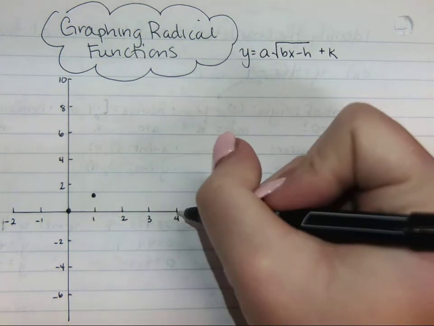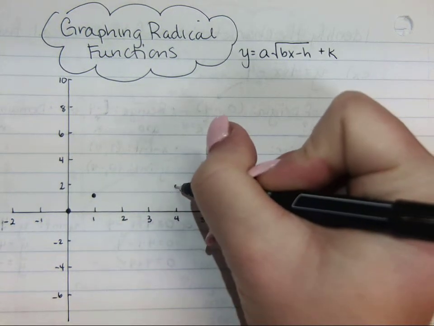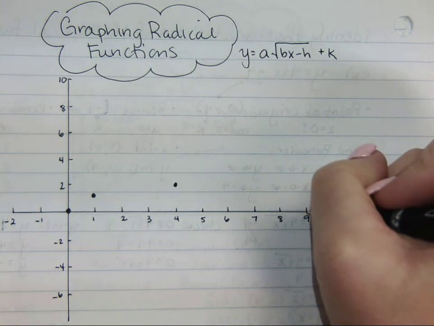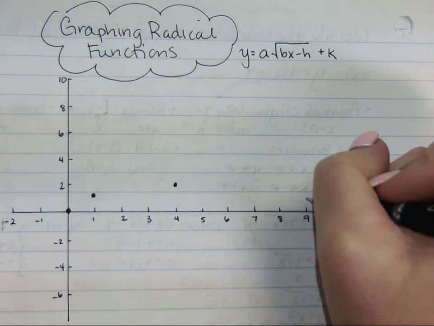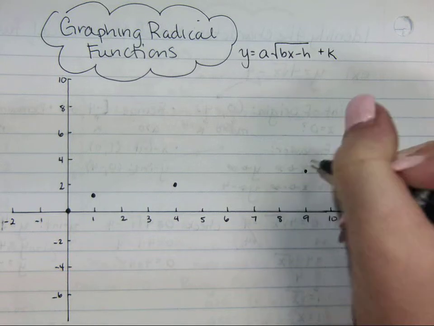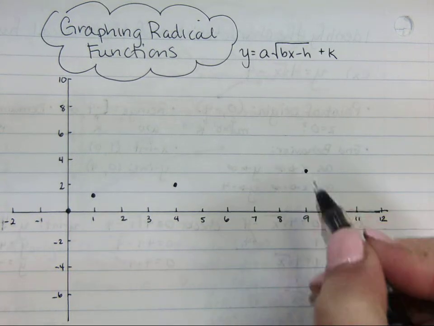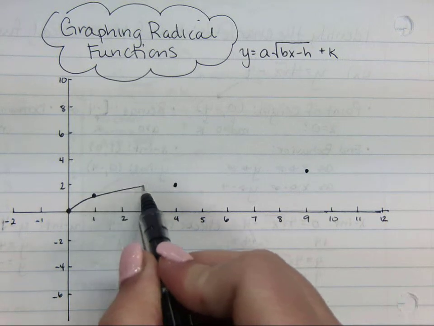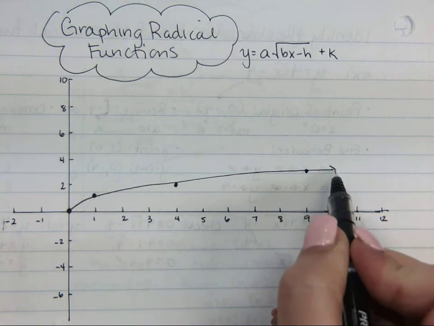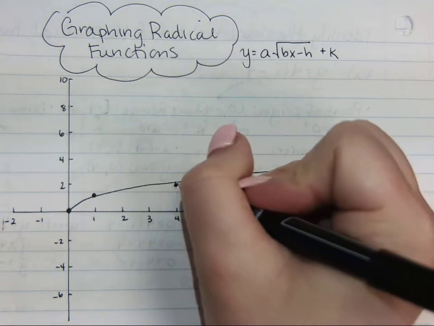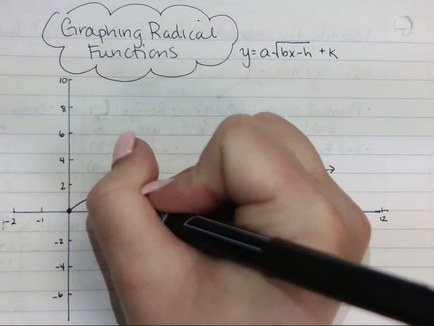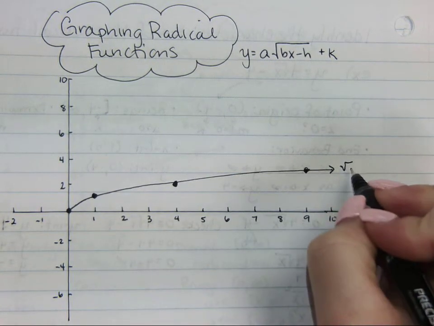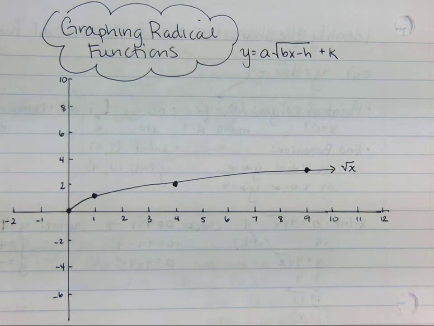The square root of 4 is 2. And the square root of 9 is 3. So those are perfect squares. Square root of 1, square root of 4, square root of 9. And then I can connect all those points. Again, this is just kind of eyeballing it. And this would be my basic square root of x function.